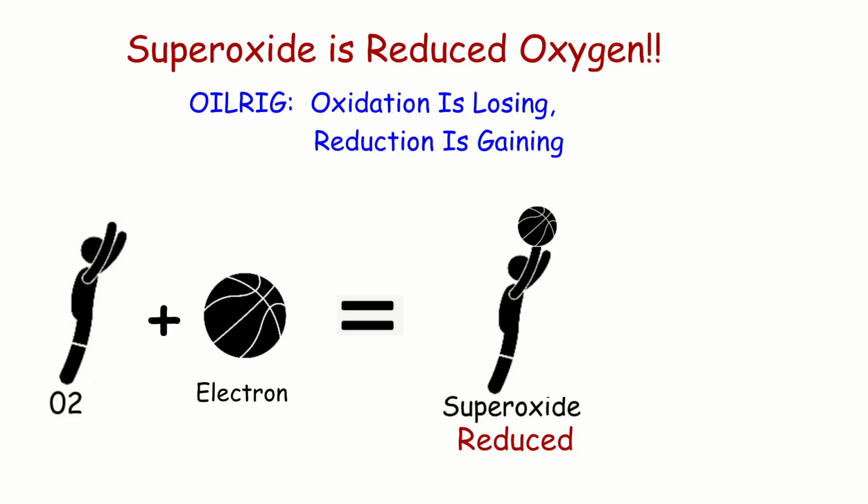Now they're all shooting at once. Electrons are pinging back out. Oxygen is grabbing those electrons. When oxygen gains an electron, it becomes reduced. So superoxide is reduced oxygen. That's confusing to people because they think about oxygen and they think about oxidized.